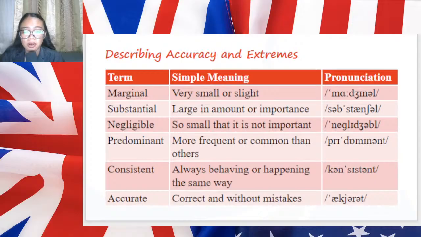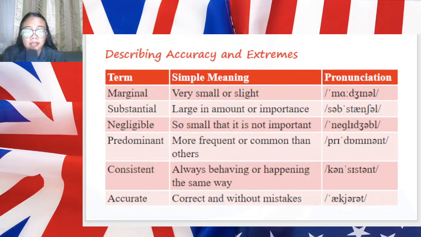Next is negligible. So small that it is not important. That is negligible. It means so small that it's not important or worth considering. So if something is negligible, it is incredibly small or insignificant that it can be practically disregarded. When it comes to data, negligible means a change or difference that is so minimal that it has no real significance or impact on the overall trend or comparison. It's even smaller or less important than marginal. That is negligible.